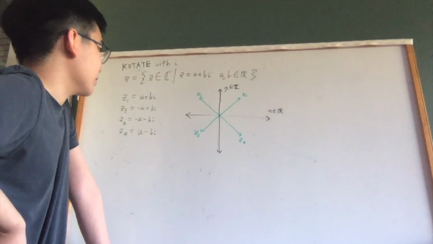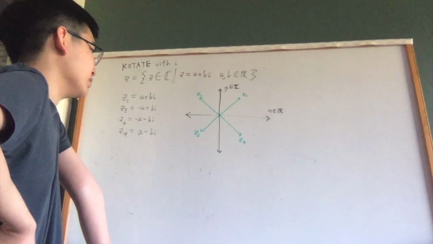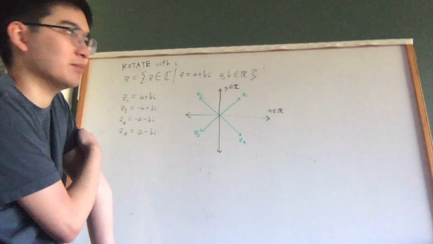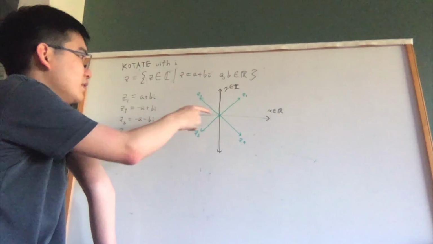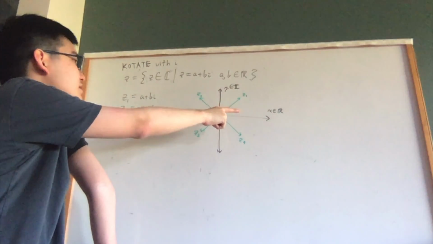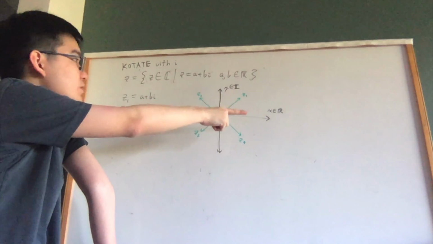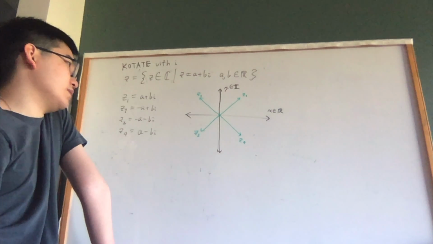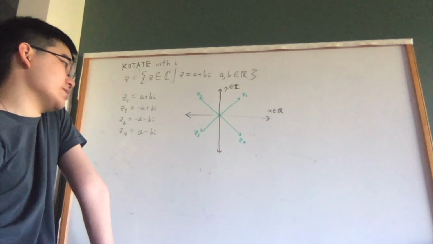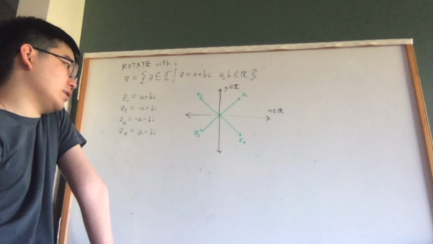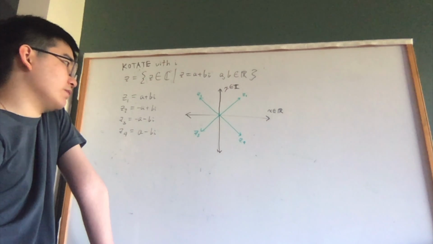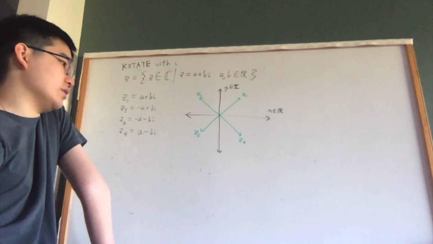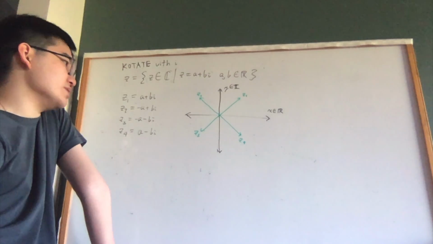And the reason why these are correct representations of complex numbers in these four quadrants is because of the signs of their real and imaginary components. For z1, the real part a is positive, imaginary part is positive. For z2, real is negative, imaginary is positive. For z3, real is negative, imaginary is negative. And for the fourth quadrant, real is positive, imaginary is negative.